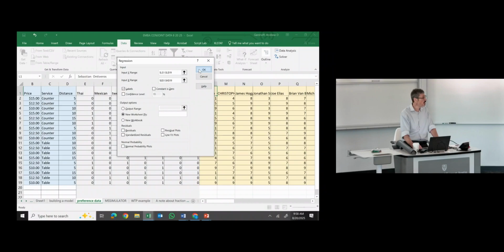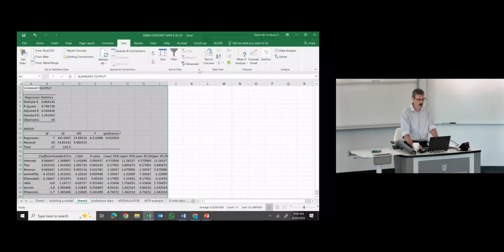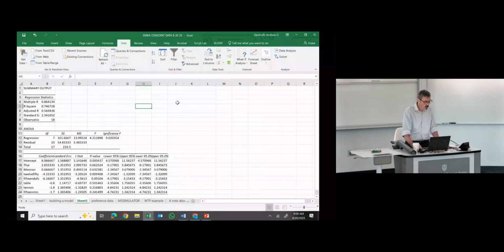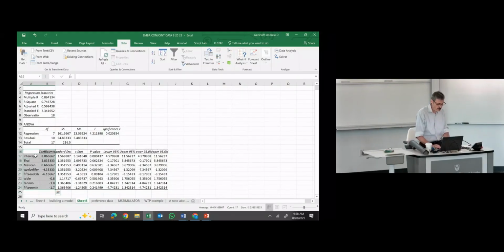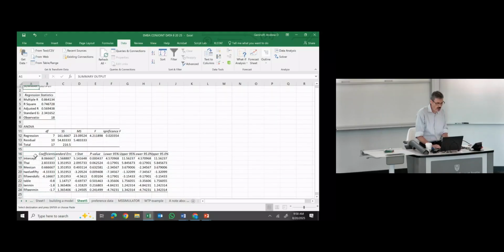Is everybody ready for me to say okay? Maybe need 1 second sometimes. Hang on. So what I want to focus on is Sebastian's coefficients here. So let's put this up.